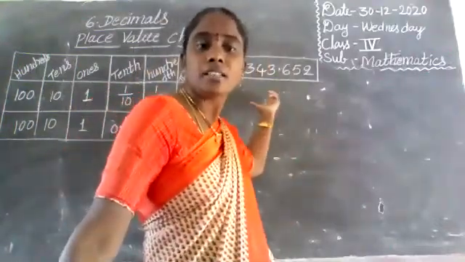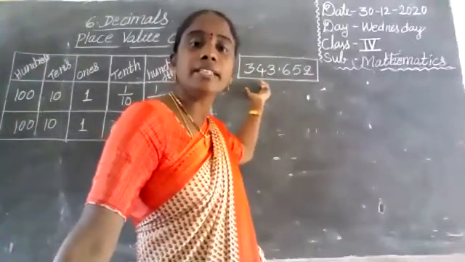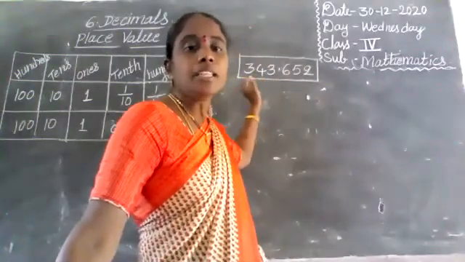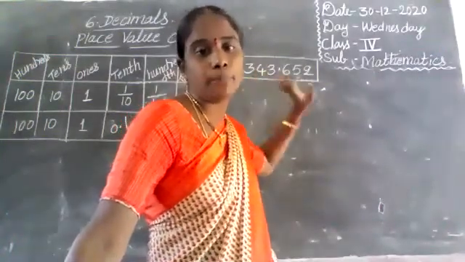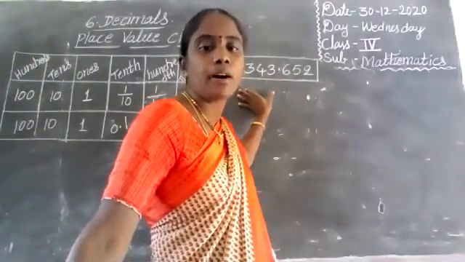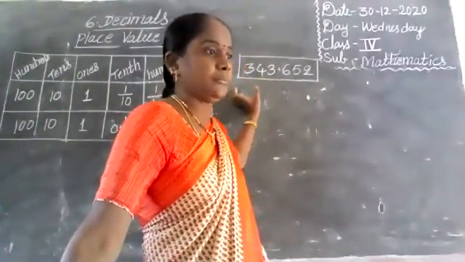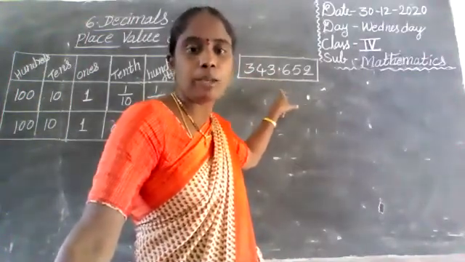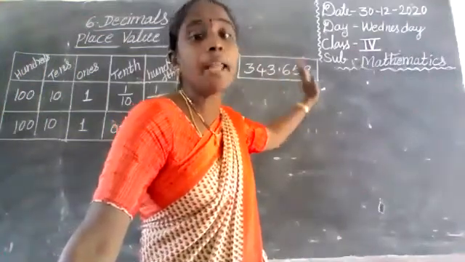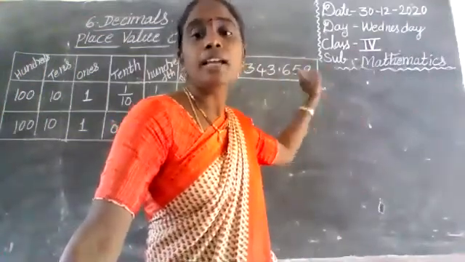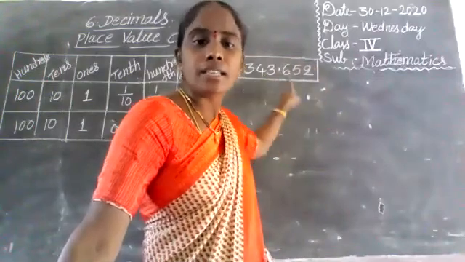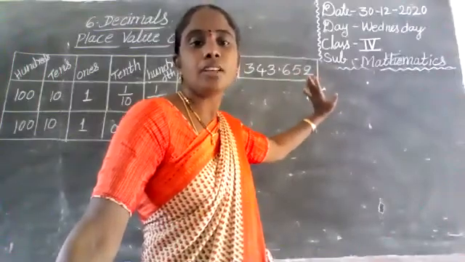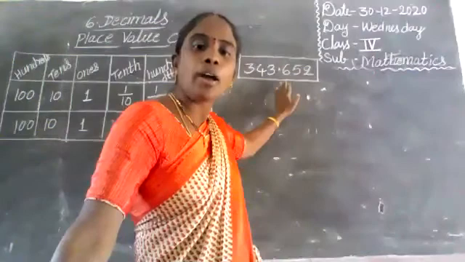343 is the whole number, a 3-digit number. We can read it with hundreds. This is the whole number part, before the decimal point. This point is the decimal point. After the point come digits, not a number. Here 652. Don't read it as 652.